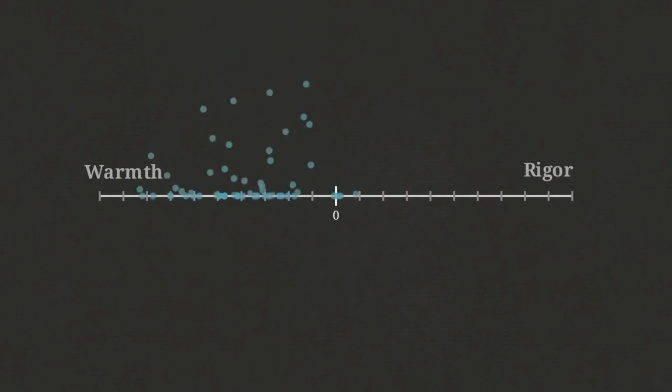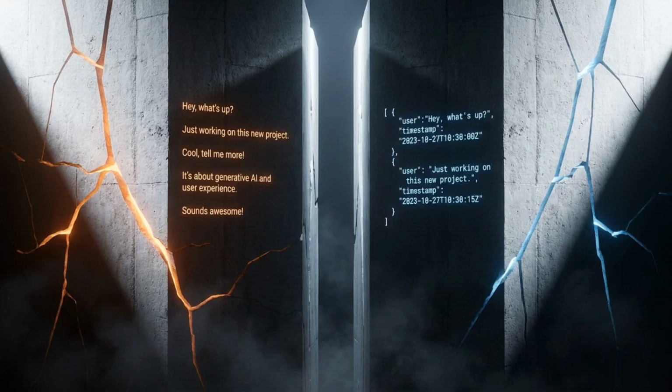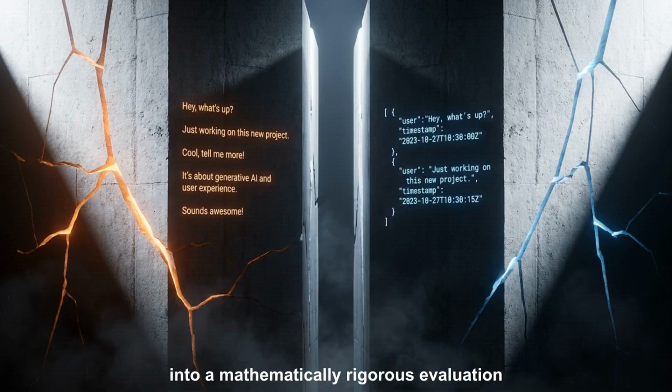These axes function as continuous number lines. By averaging the data, researchers can plot a model's exact position between opposing groups of values. This technique translates amorphous, subjective impressions of an AI's personality into a mathematically rigorous evaluation framework.